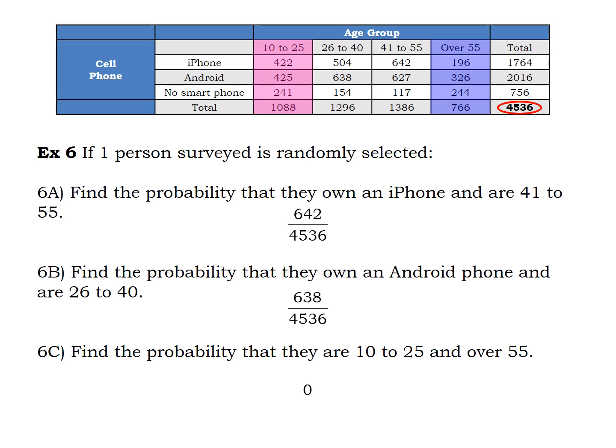Those are equal. Okay? And remember that a probability of 0 means it cannot happen. It is impossible for someone to be 10 to 25 and at the same time over 55. Those two events are disjoint.